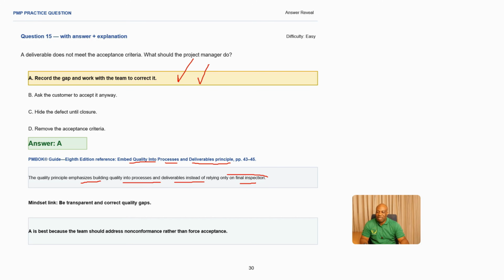So what other mindset did we use when we're eliminating some of these answers? Be transparent and correct quality gaps, okay? Remember, as a project manager, you must have some ethical values, and one of them is transparency and honesty. So this is the correct mindset. Making A the best answer because the team should address non-conformance rather than force acceptance on the customer.